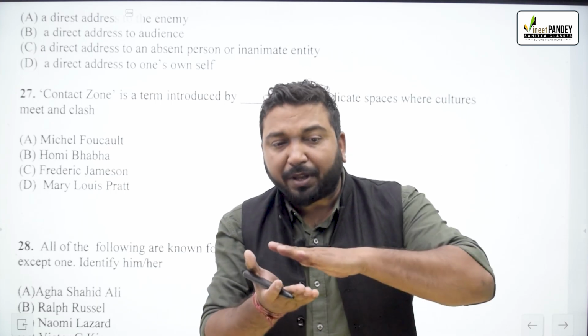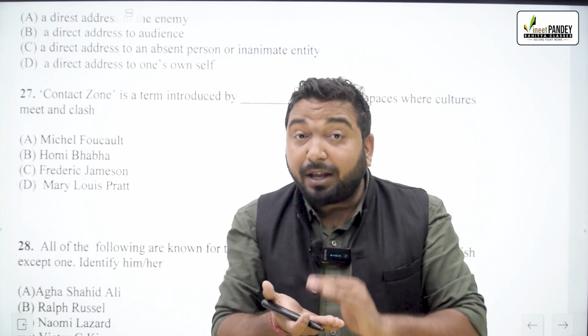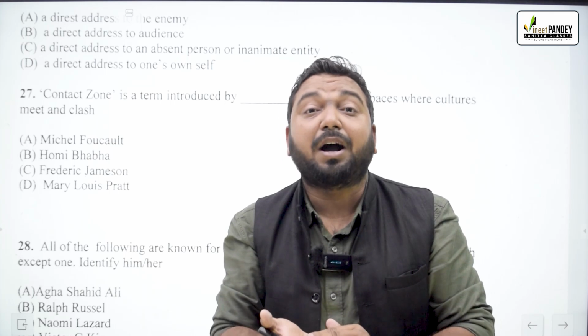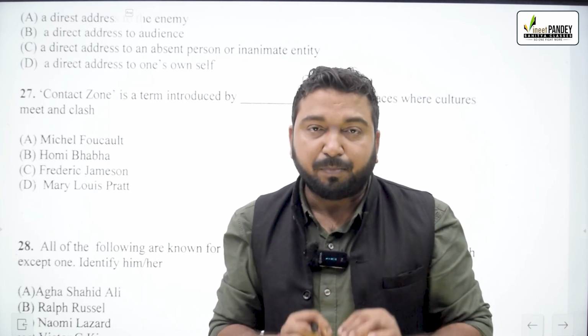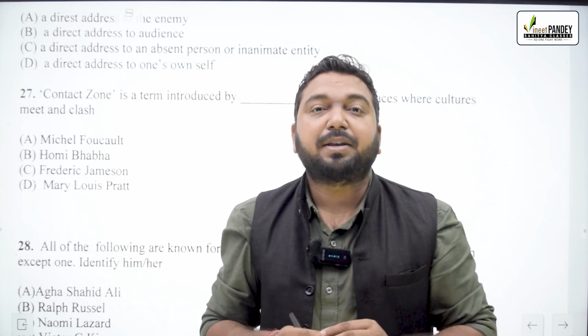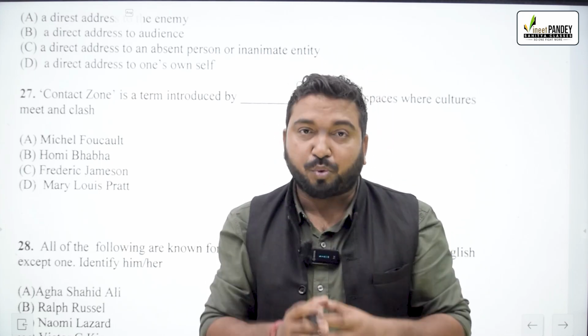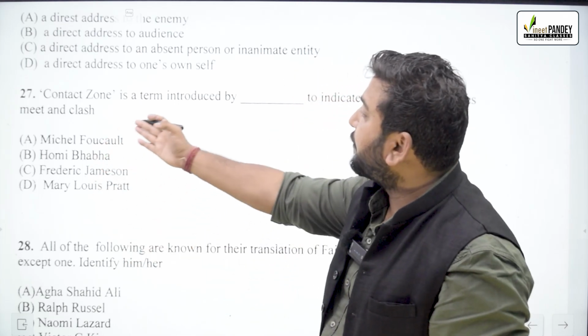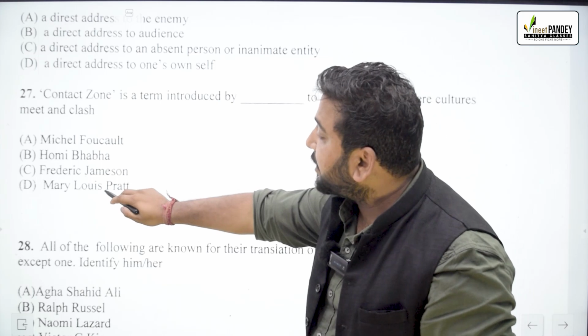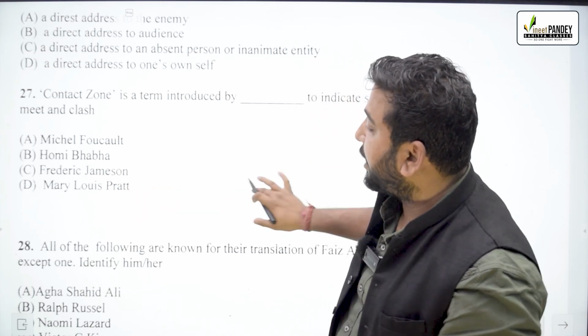You know why? Because even if you're good in Paper 1, English needs to be answered in a proper way. The biggest mistake the students make is that they only prepare British history. They don't study the other parts of literature. These questions are from the other parts of literature. The right answer is Mary Louise Pratt.